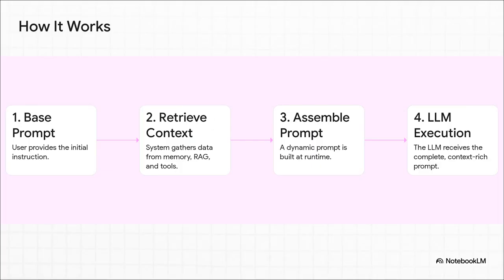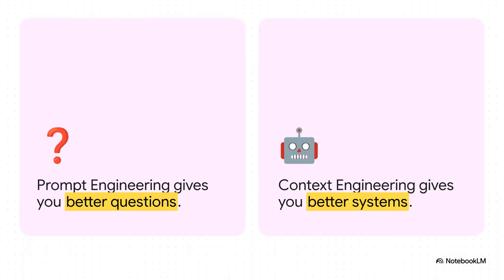So the process really looks like this. First, the system gets your basic instruction. Then, it goes out and retrieves all the context it needs. The travel policy from RAG, your preferences from its memory. Third, it builds this massive, super detailed dynamic prompt behind the scenes. And only then, once it has the complete picture, does it hand it off to the LLM to get the job done.